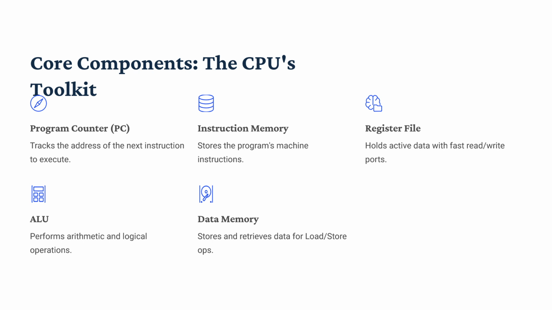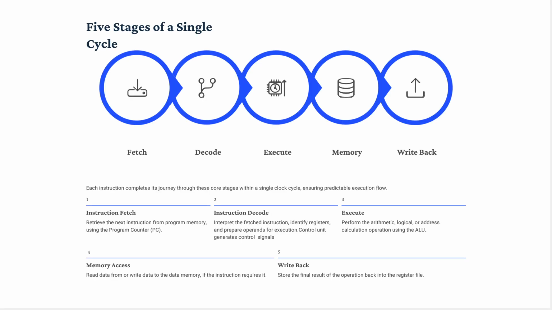ALU: performs operations like addition, subtraction, and, or. Data memory: used in load and store instructions, to read or write data. There are five stages of a single cycle: fetch, instruction decode, execute, memory access and write back. All the steps are executed in a single clock cycle.